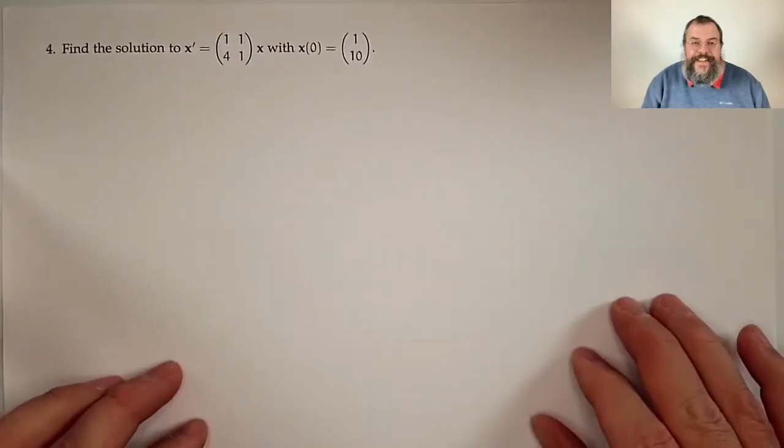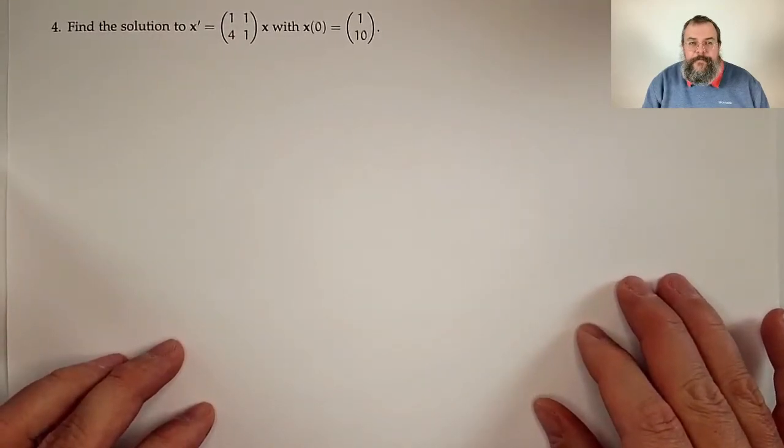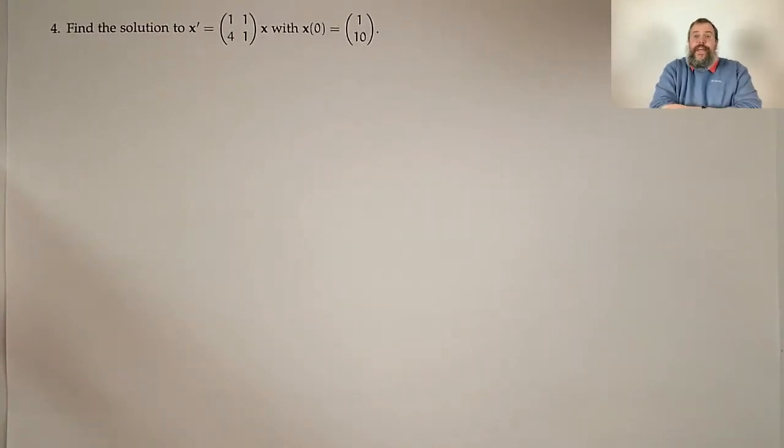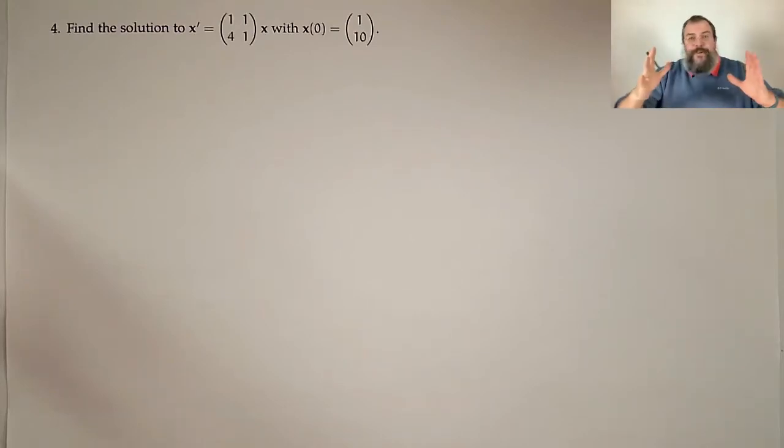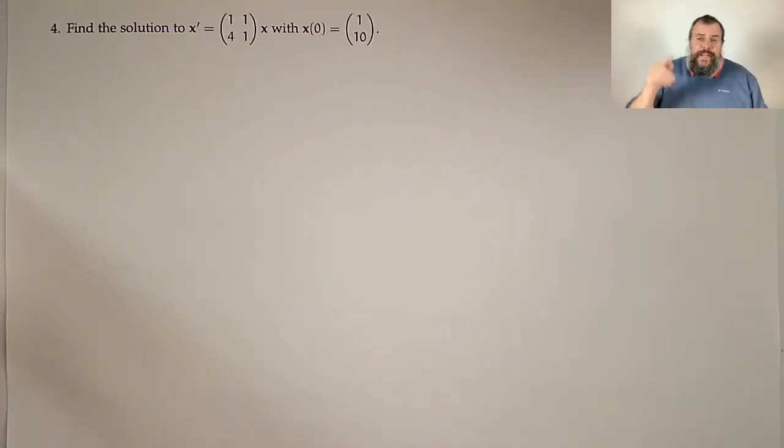All right. Number 4. Find the solution to x prime equals the matrix 1, 1, 4, 1 times x, with x of 0 equal to 1, 1, 0. Okay, well, we kind of know what we have to do. This is straightforward, no hidden strings. It's just saying, we have this system, solve it. And hey, don't forget, we're going to throw you some initial conditions. Make sure you solve those as well.